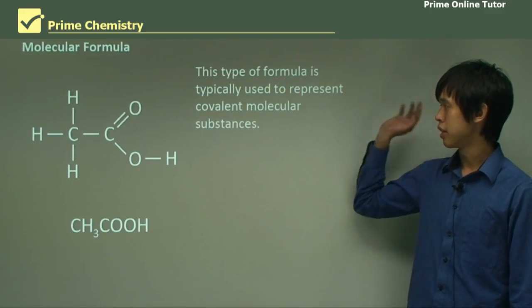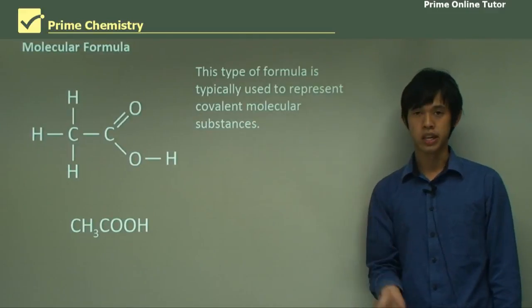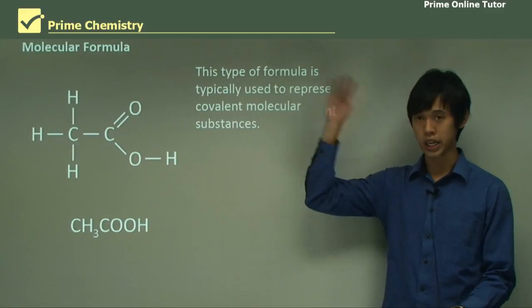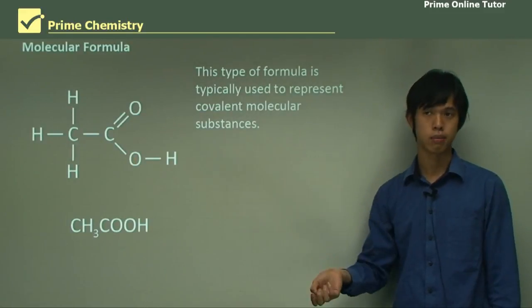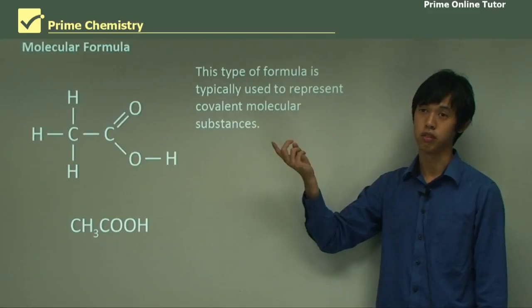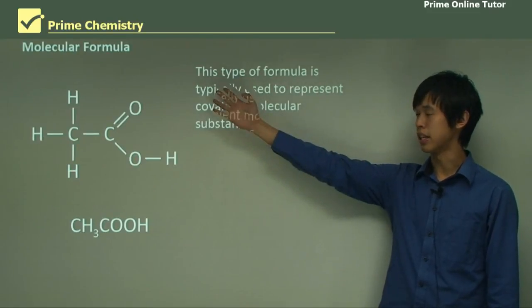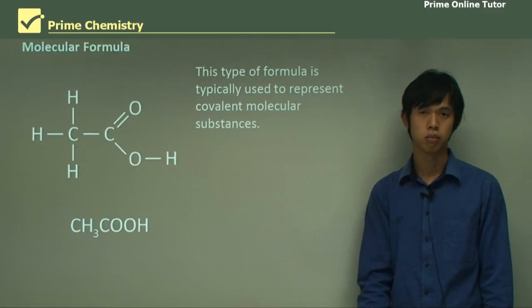So this type of formula is typically used to represent covalent molecular substances. And that sort of makes sense because it's called a molecular formula, so it should probably name things that are molecular in form. Okay, so typically we'll use these molecular formulae to represent covalent molecular substances.